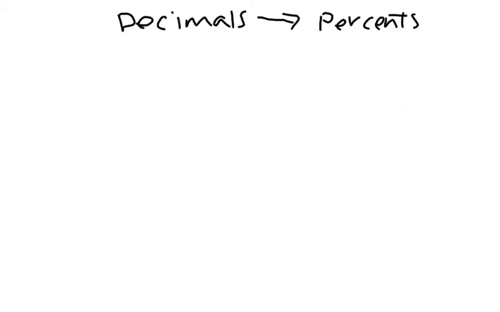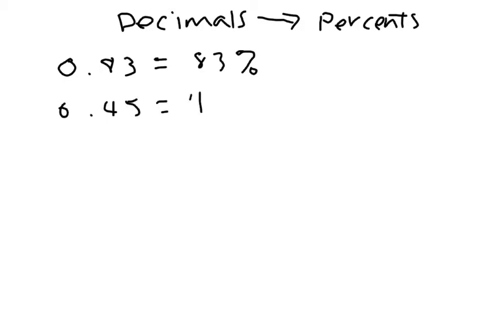Now we go from a decimal to a percent. It's helpful to remember that percent means out of 100. And we'll start with a couple easy examples. If we have 83 hundredths, it should be pretty obvious that that's 83% because percent means out of 100. If we had 45 hundredths, that would be 45%.